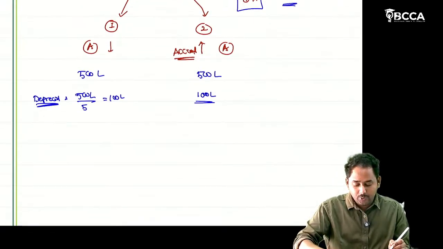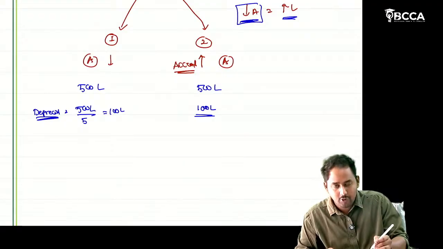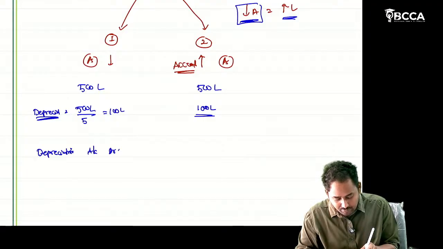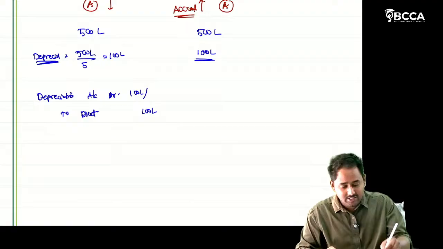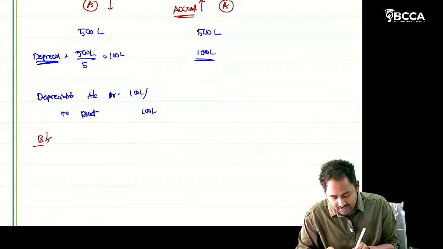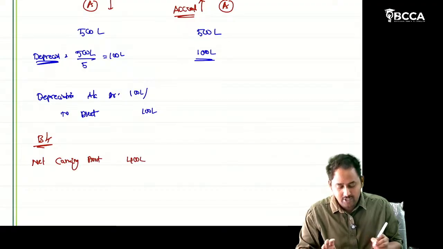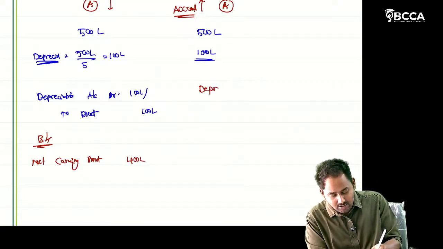But what I am going to do in the first approach, the journal entry is, I am following decrease of asset, right? Depreciation account debit to asset account. So the asset is reduced by 100 lakhs. The asset is shown in the balance sheet at net carrying amount. What is the net carrying amount? 400 lakhs.